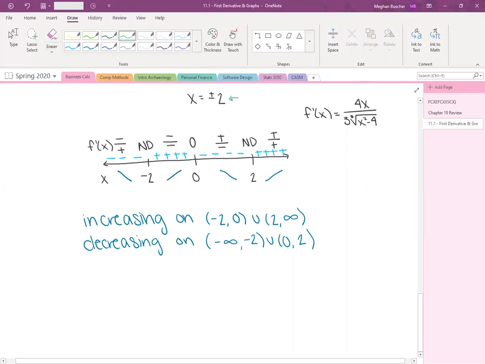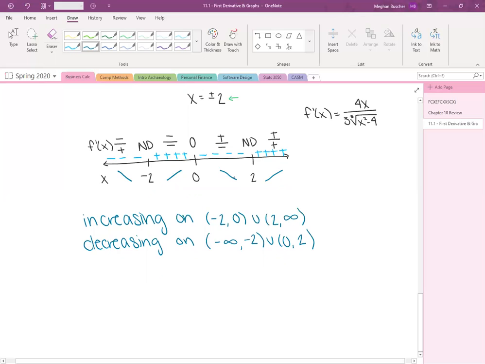Now the other part of this question is our local extrema. Local extrema is talking about local min or local max. And that's partially why I drew these little lines underneath our sign chart, because look here, when we switch from decreasing to increasing, what is that going to be? A minimum or a maximum there? That's going to be a min. A minimum. And what about when we switch from positive to negative, increasing to decreasing? What are we going to have there?